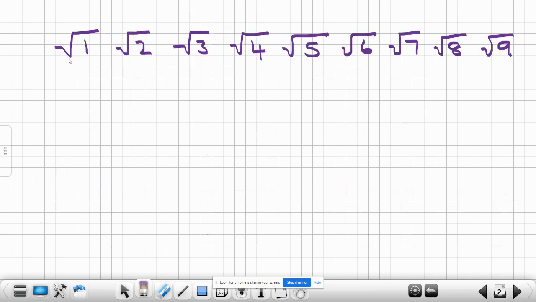So here I've just put square root of the first 9 numbers, and the square root of 1 we know is 1. It's absolutely fine. Square root of 4 we know is 2, and the square root of 9 we know is 3. But all of these exist in between, and these are our surds. So they are the square roots where we're not going to get an integer.